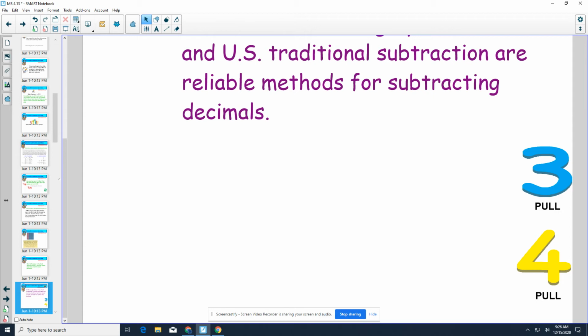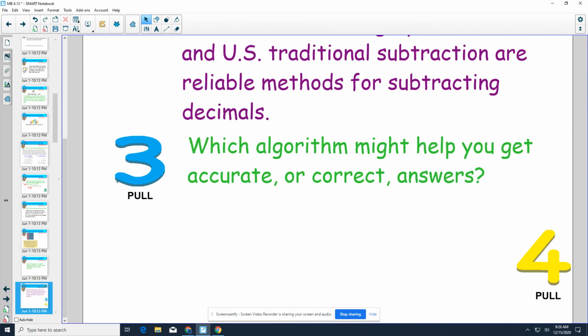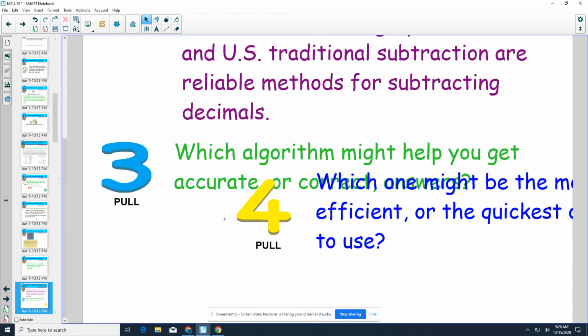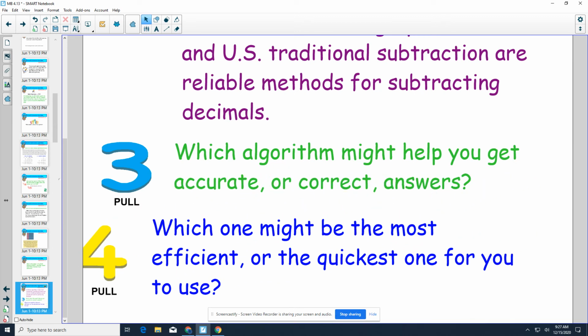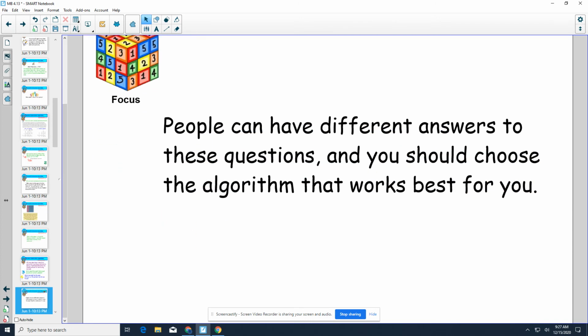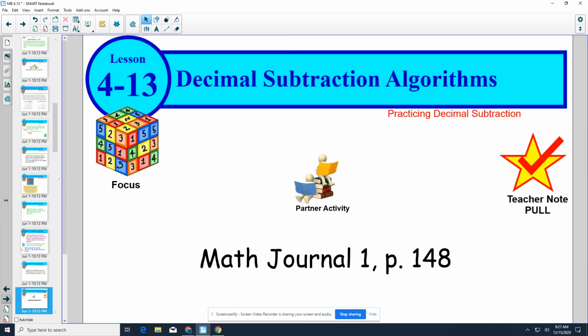Most of us are used to doing traditional though, and so you probably want to stick with what you're most comfortable with, whichever strategy that is. Which algorithm might help you get accurate or correct answers? That's something to think about as you choose a strategy. Which one might be the most efficient or the quickest one for me to use? Those are the two things you need to think about as you choose a strategy. People have different answers to these questions, and you should choose the algorithm that works best for you.